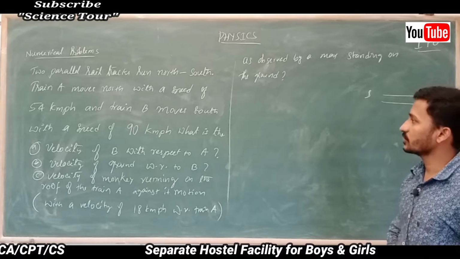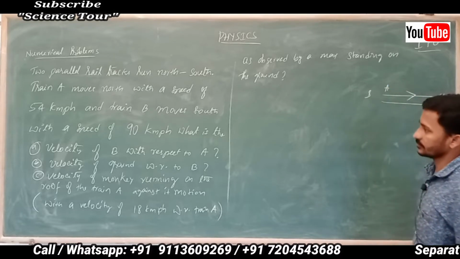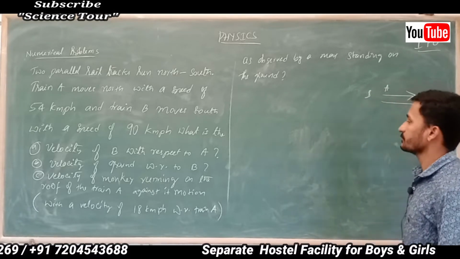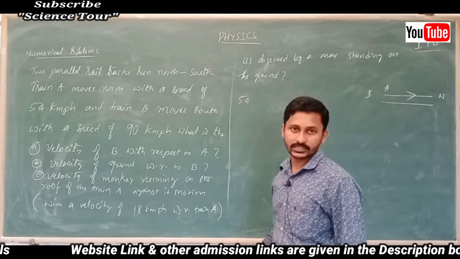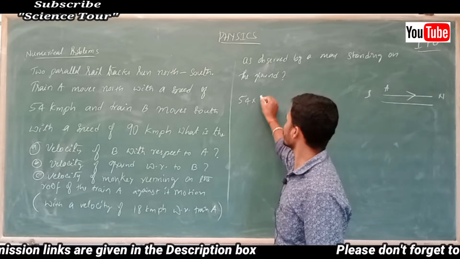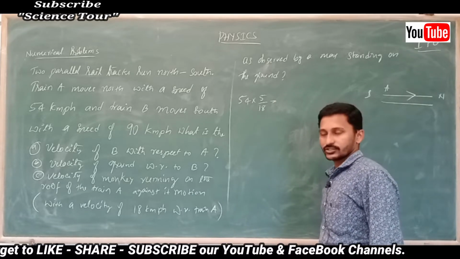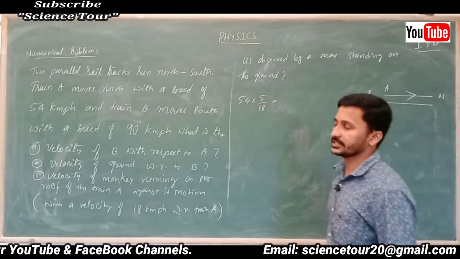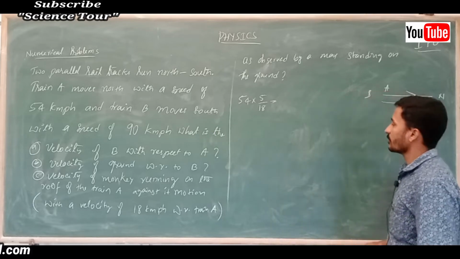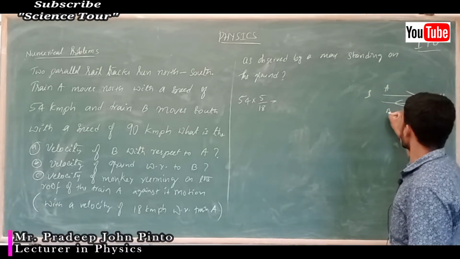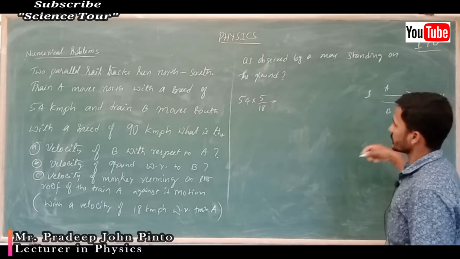Train A moves north with the speed of 54 km per hour. What I said already: if any value is given in kilometer per hour, we have to convert it into meter per second by multiplying by 5 by 18. Next, train B moves south with the speed of 90 km per hour.